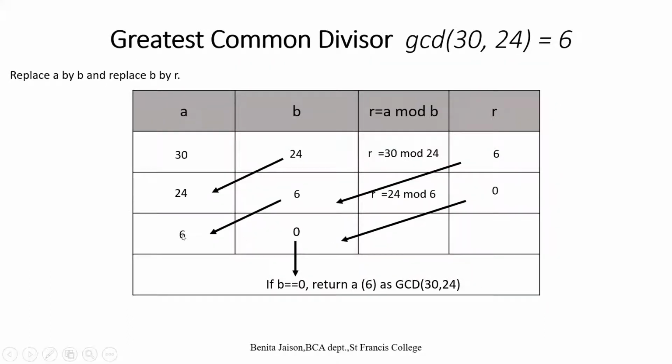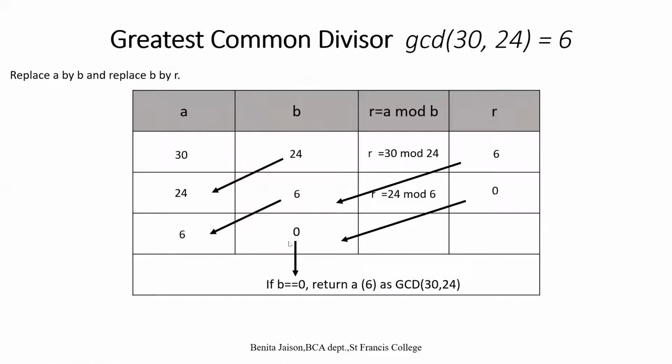We are going to see that when we find 6 mod 0, the answer will be 0. That step you need not consider. Here when you reach, you just check if B equals 0, there is a checking which will happen over here. If B equals 0, return 6 as the GCD of 30 and 24. In any step, if you are getting B as 0, return the A value as the greatest common divisor.